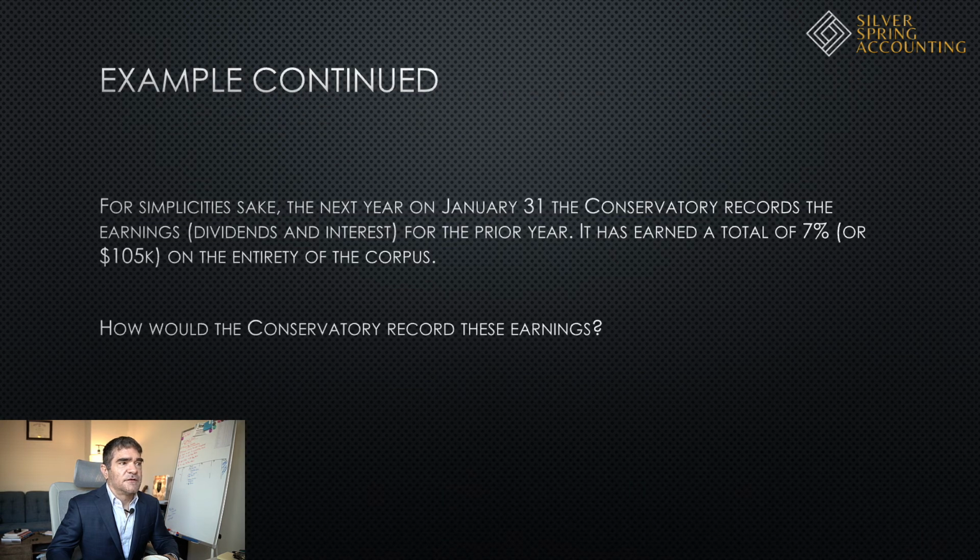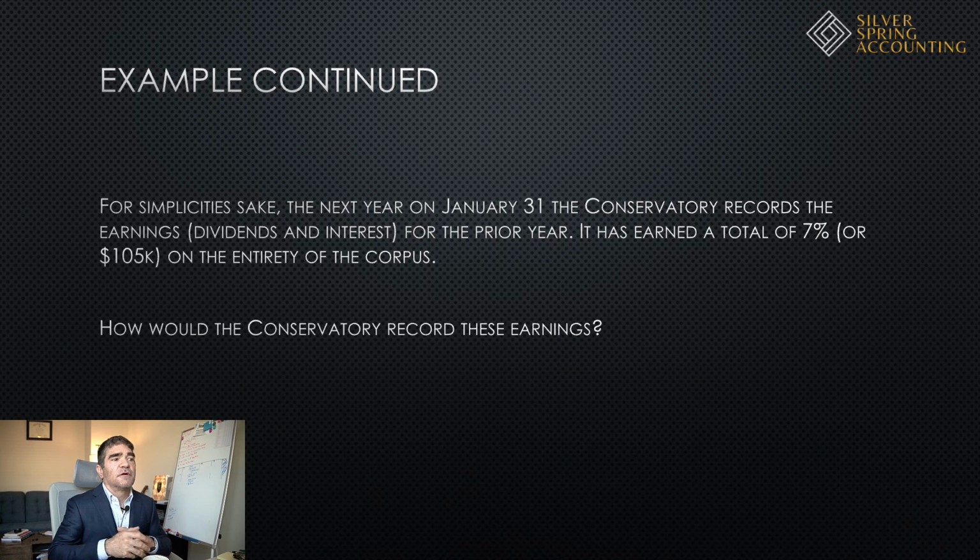All right, so let's continue with this for simplicity's sake. The next year on January 31st, the conservatory records the earnings of dividends and interest for the prior year. In total, it earns 7%, or $105,000, on the entire corpus. Now, usually you're going to be recording these things on a quarterly basis, but for simplicity, we're going to do it on an annual basis in this example.